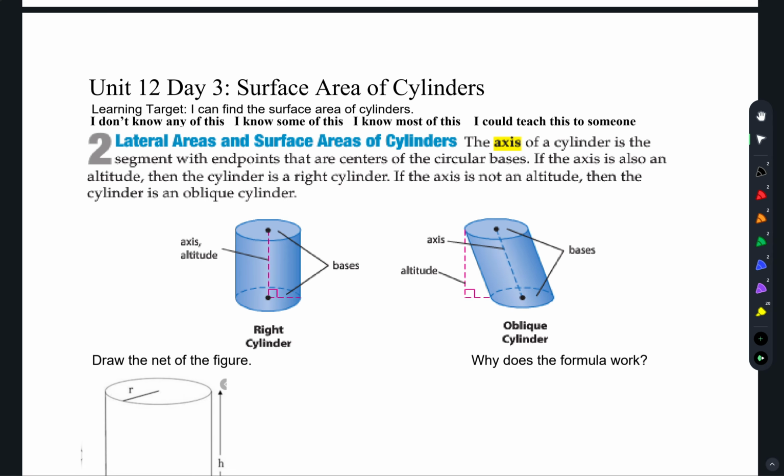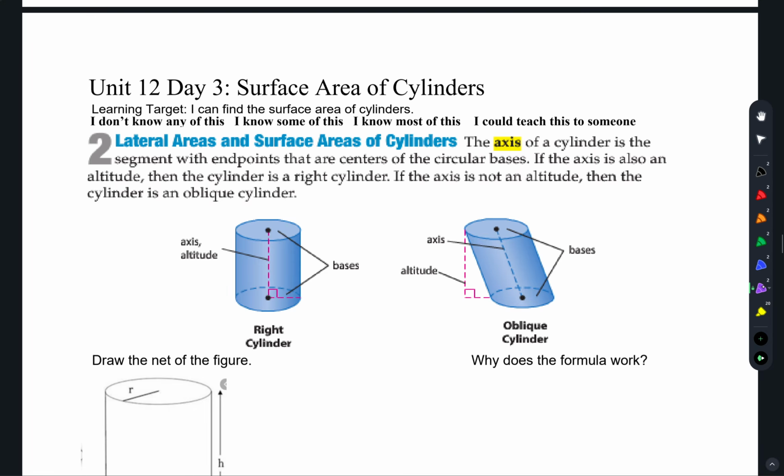Cylinders. Cylinders are like prisms. Cylinders are prisms that have circular bases. So they still all have two bases in a cylinder. It's not like a cone that has one base. Cylinders, two bases.